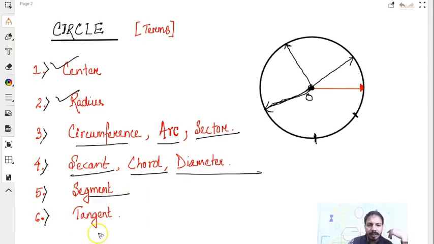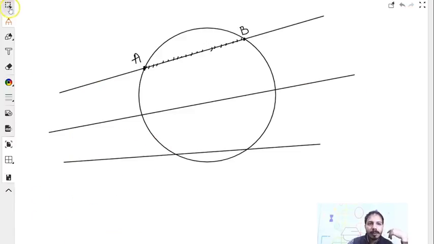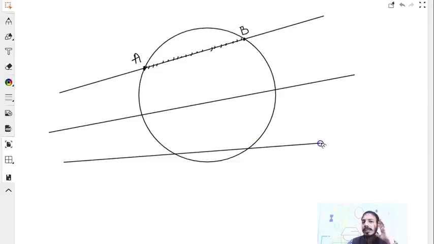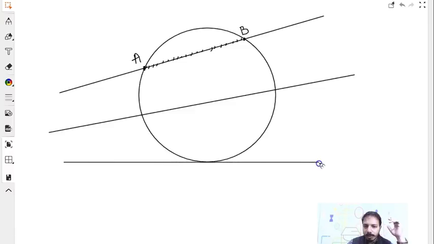Segments are done. And lastly, the most important thing to understand is tangents. What is secant? Secant means which cuts the circle at 2 points. But tangent means when the line touches the circle at only 1 point. So now this is a tangent.